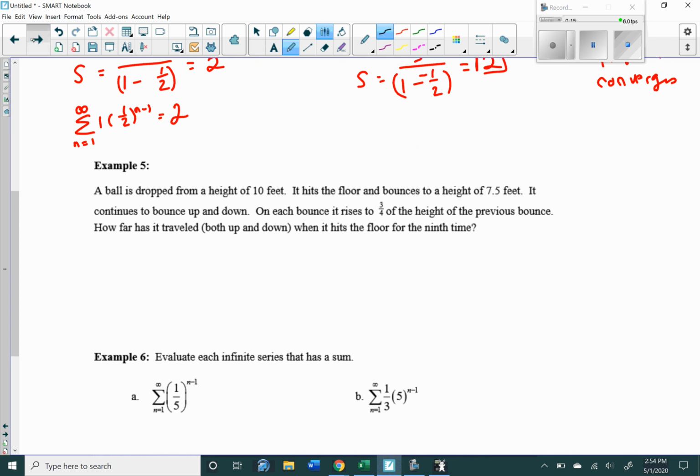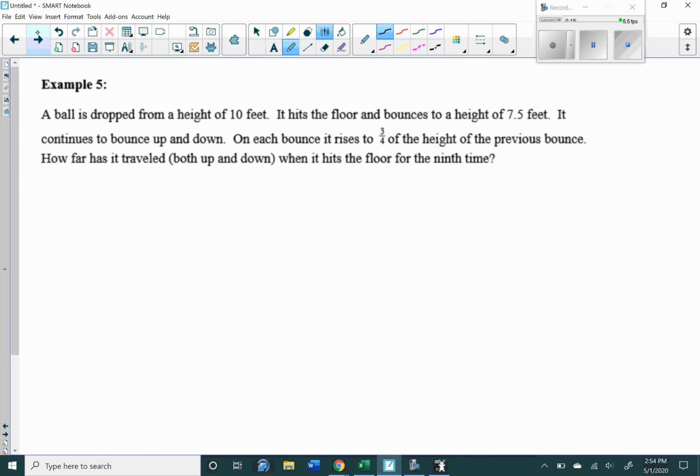All right, so let's actually go to a new sheet. So for the next example, it says a ball is dropped from a height of 10 feet. It hits the floor and bounces to a height of 7.5 feet. It continues to bounce up and down. On each bounce, it rises to 3/4 of the height of the previous bounce. How far has it traveled, both up and down, when it hits the floor for the ninth time?